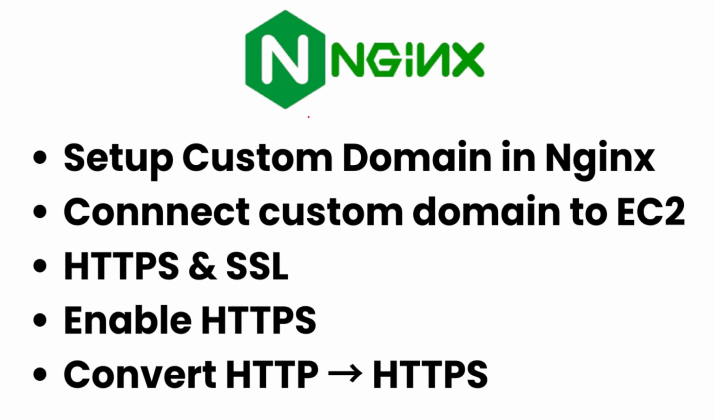In this video, I am going to explain how you can set up your own custom domain inside NGINX, and how you can connect your custom domain to your AWS EC2 instance so that your EC2 instance responds whenever your custom domain gets accessed. Apart from this, I will also explain how you can enable HTTPS for your website and how you can redirect all of your HTTP traffic to HTTPS. By the end of this video, your website will be clean, secure and ready for production.